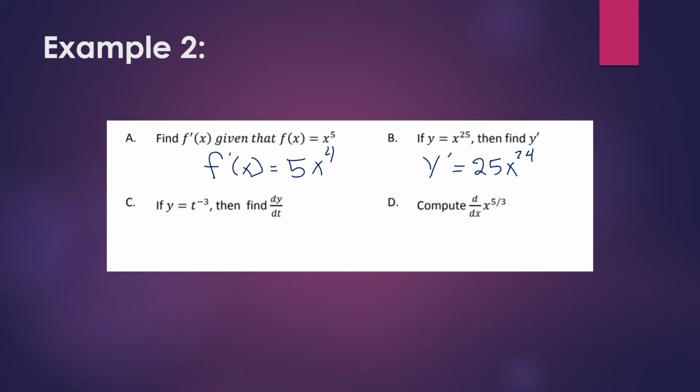For c, y equals t to the negative 3. So the derivative of y with respect to t, dy dt, is going to be negative 3t. Negative 3 decreased by 1 is negative 4. And then the last one, we're using a fraction. They want us to take the derivative of x to the 5/3. I'm going to get 5/3 x. 5/3 minus 1 is really minus 3 over 3. So this would be to the 2/3 power.